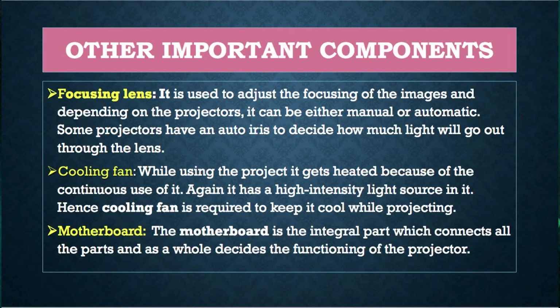The focusing lens is used to adjust the focus of the image, and depending on the projector, it can be either manual or automatic. Some projectors have an auto iris to decide how much light will go out through the lens. While using the projector, it gets heated because of continuous use, and high intensity light sources are placed within the projector. Hence, a cooling fan is required to keep the projector cool while projecting images or videos.